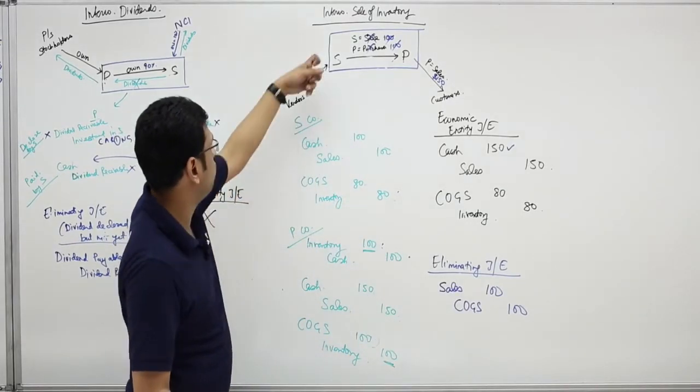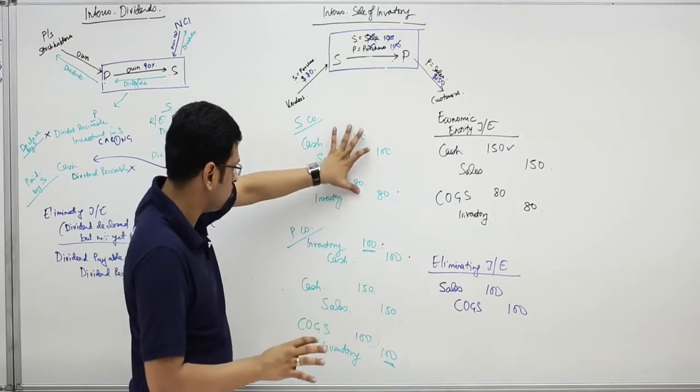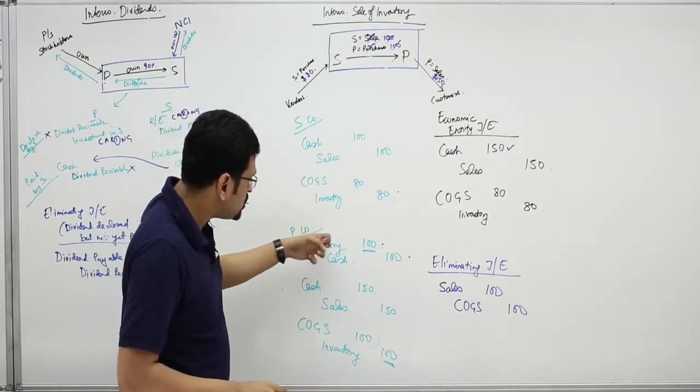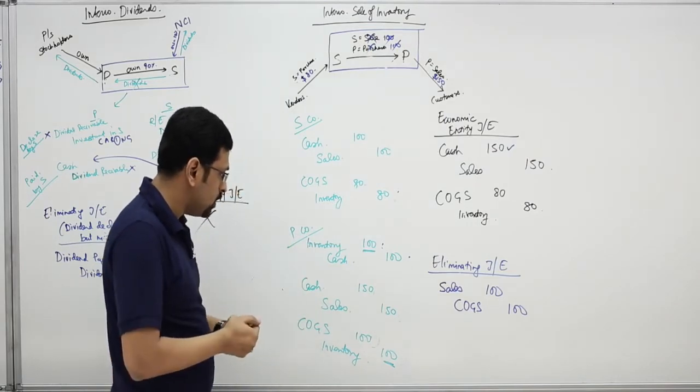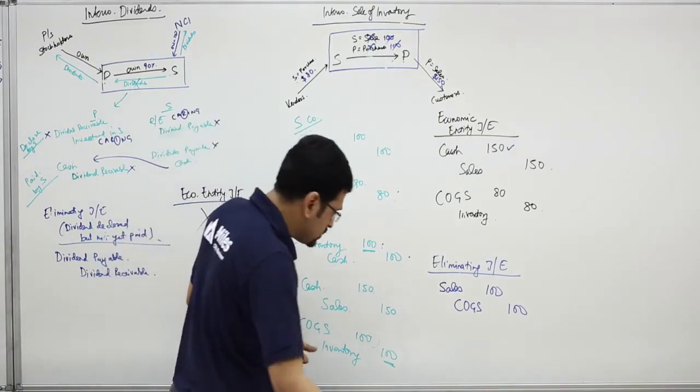Cash to sales $100 for S. COGS to inventory $80. So this is all good. The parent purchased inventory worth $100. Good. They made sales worth $150. Now what you need to change is this one.